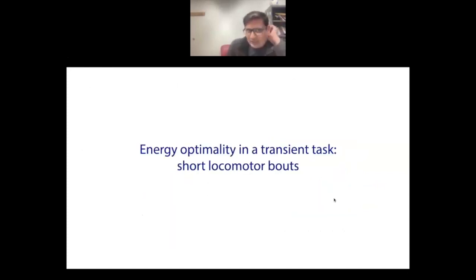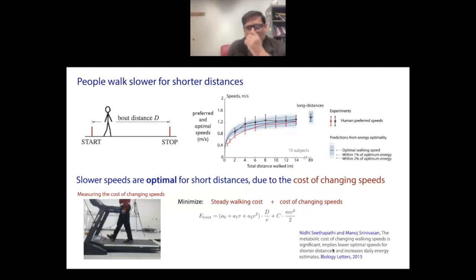Okay. Energy optimality in a transient task. Of course, all tasks are transient, but this is a particularly transient task, specifically short locomotor bouts. This work was done by Nidhi Sitapati, who used to be in our lab. So the behavioral task is you ask a person to start from rest somewhere and end at rest somewhere else, and this distance is short. It could be 4, 6, 8, 10, 12, 14 meters. And then there is a version with 89 meters, which is the long version of it.